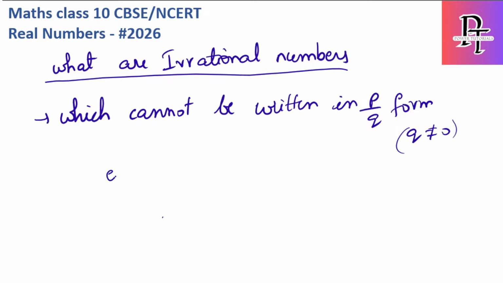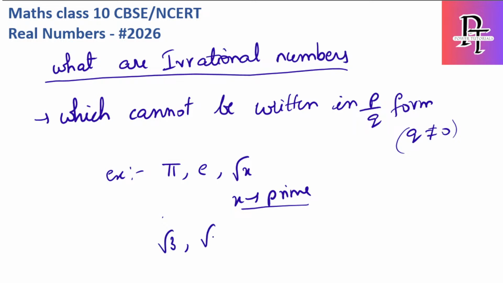For example, pi is one of the famous irrational numbers. e is also another irrational number. And if I say root of any x where x is a prime number, then root of any prime number is always irrational. For example, root 3 is irrational, root 2 is irrational, root 17 is irrational, and so on. So anything which is a root of a prime number definitely belongs to irrational numbers. Simply, irrational numbers are the ones which cannot be written in the form of p by q.